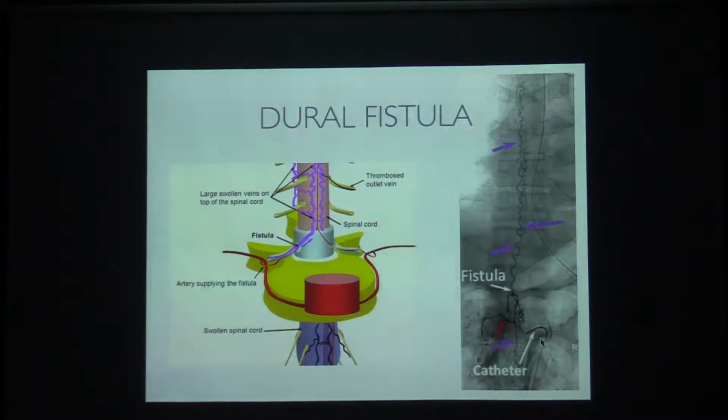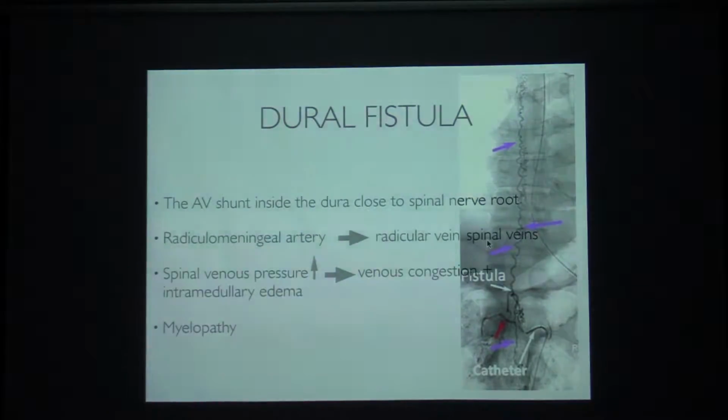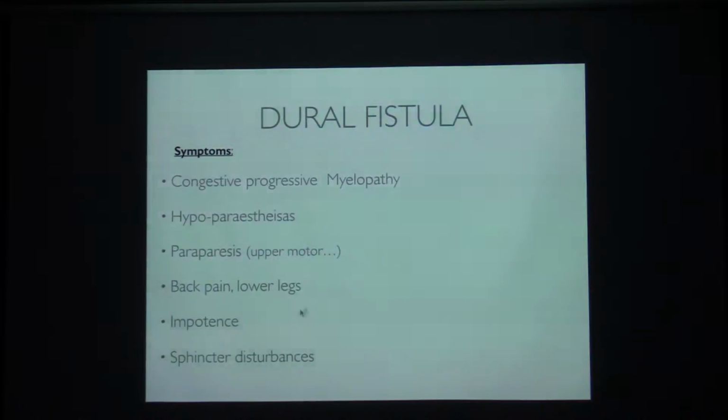If you look at it here, this is the catheter, and you see here the area of the fistula. It's in the area of the foramen, and then everything you see is just those huge draining veins. So what's happening? The shunt is inside the dura, but it's close to the spinal nerve root. It's supplied by a radiculomeningeal artery, and it drains into the spinal veins, and then the pressure in the spinal veins is getting higher and higher, and then we get venous congestion, and then we get intramedullary edema, and the patient develops myelopathy. So what are going to be the symptoms?